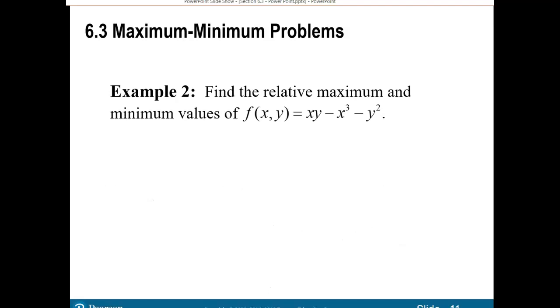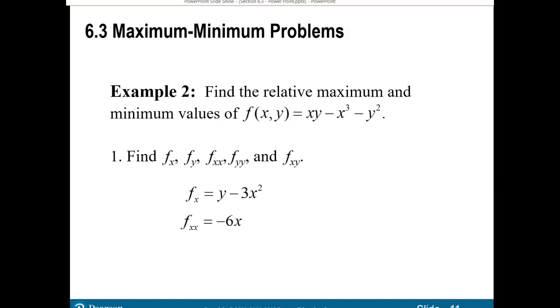All right, so let's try another one here. Find the relative max and min of this function. All right, so again, start the same way. Find all these partial derivatives. First partial with respect to x, y minus 3x squared. Second with respect to x, negative 6x. And then that derivative with respect to y, second, so x first, then y would be 1. Okay, if I did y first, I get x minus 2y. And if I did that with respect to x, with respect to y a second time, I get negative 2.